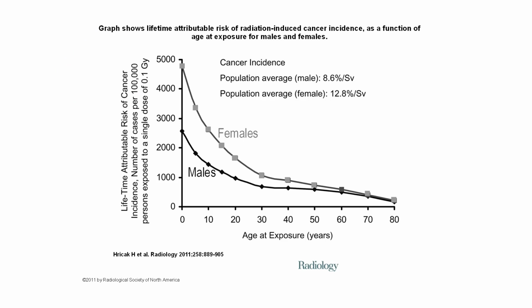Here we see a comparison of males and females over a lifetime that have been exposed to 0.1 grays of ionizing radiation. You'll notice that once they reach the age of about 50, the incidence of cancer rates are the same. Prior to the age of 50, females are more radiosensitive than males.